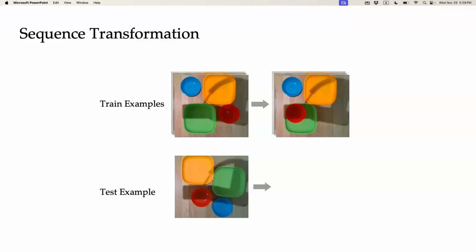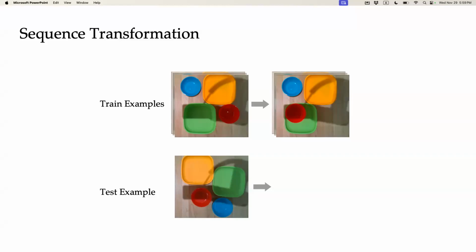One example is that you could do sequence transformation. So you could take an image. This is an image. And if you have this image and then you have an input output, right? Like the red cup goes on the green plate. You could have a test example and what the output should be. The output should be that the red cup should go on the green plate. Okay, so that is what we're asking.